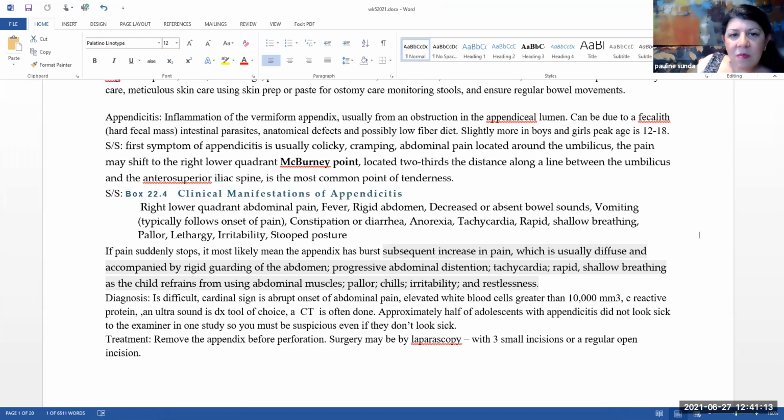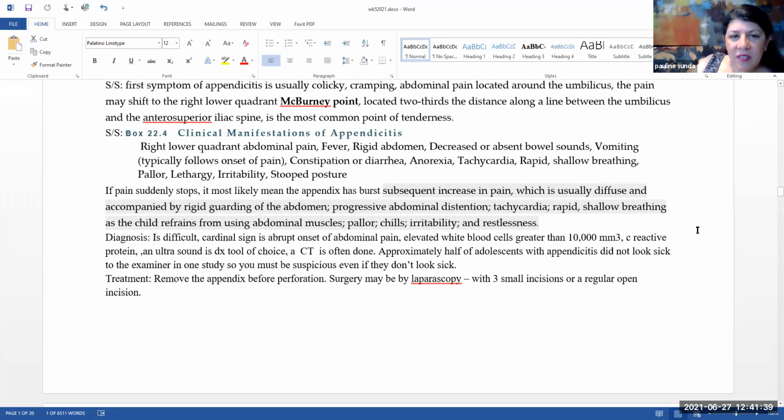Typically, the first symptoms that you might see would be a colicky, cramping, abdominal pain located around the umbilicus. The pain then may shift to the right lower quadrant, which is called McBurney's point, and this is located 2/3 the distance along the line between the umbilicus and the anterior superior iliac spine. This is the most common point of tenderness.